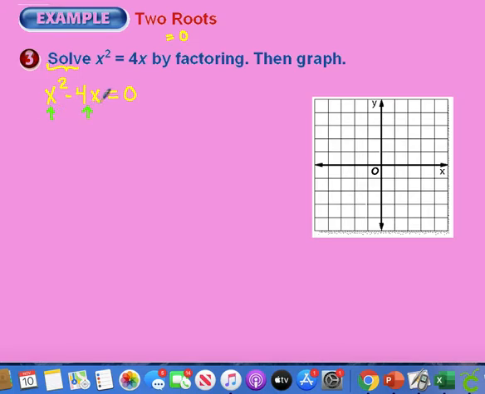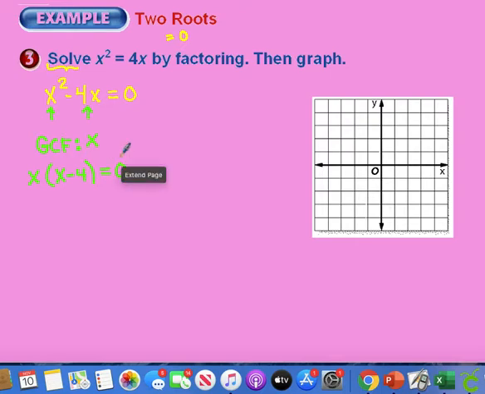Now you'll recall back to our factoring practice that in order to factor, we're going to look for our GCF first. So I look at both terms and I see that they both have an x in them. So the first thing I'm going to do is pull out the GCF. That's going to leave me with x times x minus 4, and that's equal to 0.